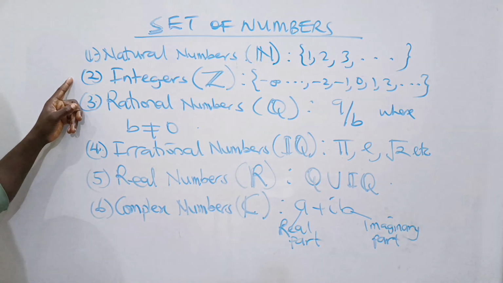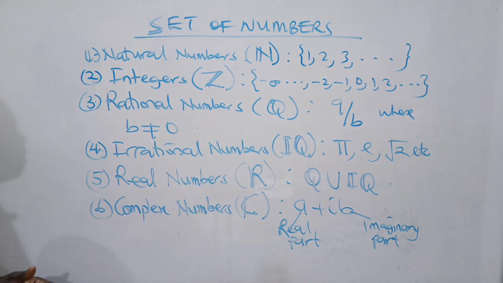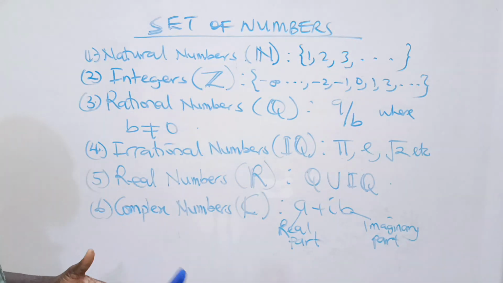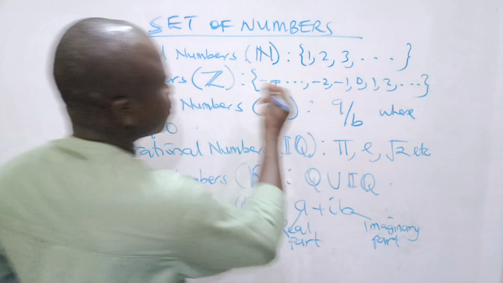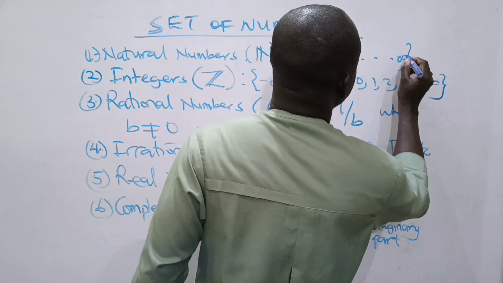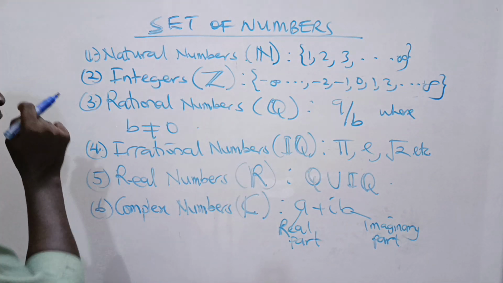The second set of numbers are referred to as integers. Integers include negative whole numbers, 0, and positive whole numbers. So it can start from minus infinity up to positive infinity. So any number you can think of, we have it under integers.